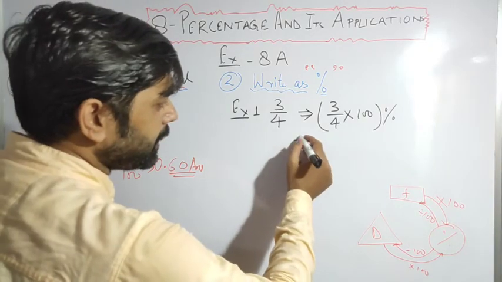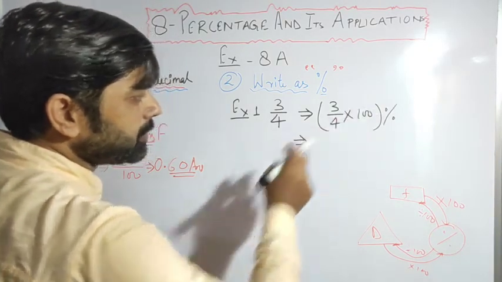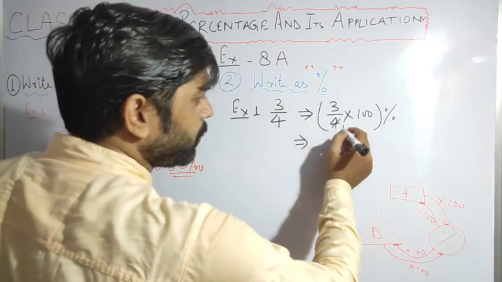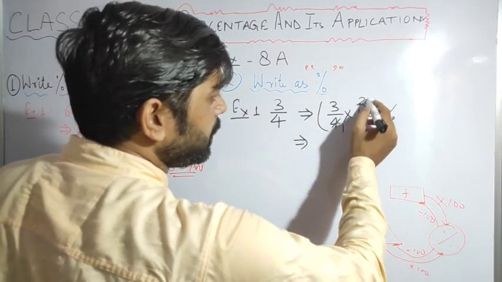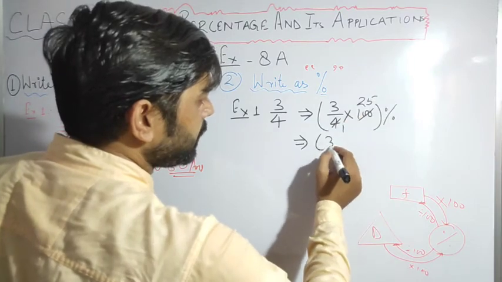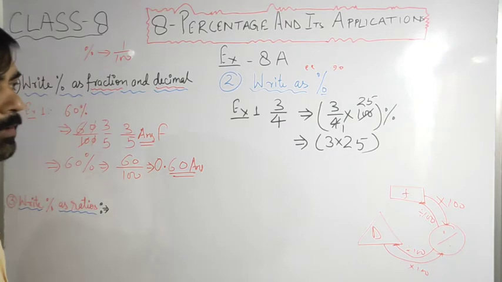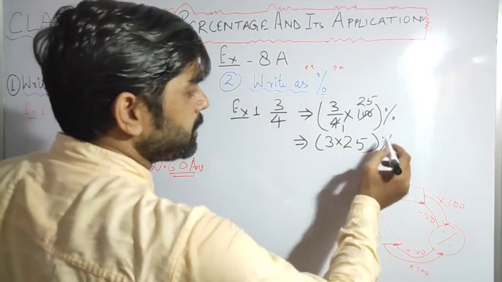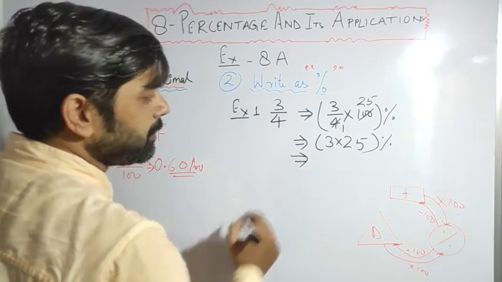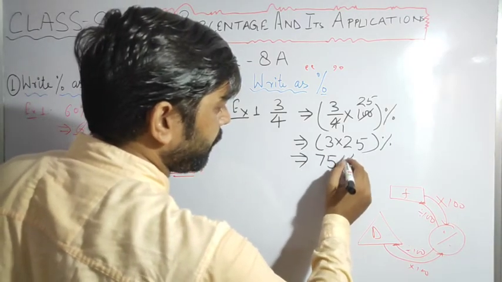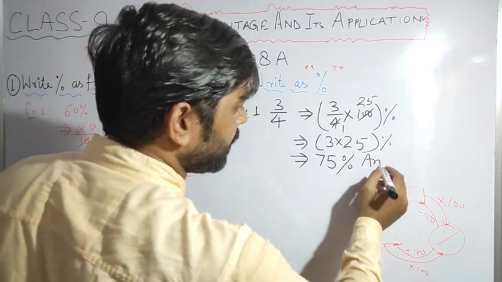Okay, and then 400 is divisible. Yes, 400 is divisible: 4 ones are 4, and 4 twenty-fives are 100. What do you get here? 3 into 25. You get 3 into 25, and this is the percentage, and then the answer will be 25 threes are 75%.